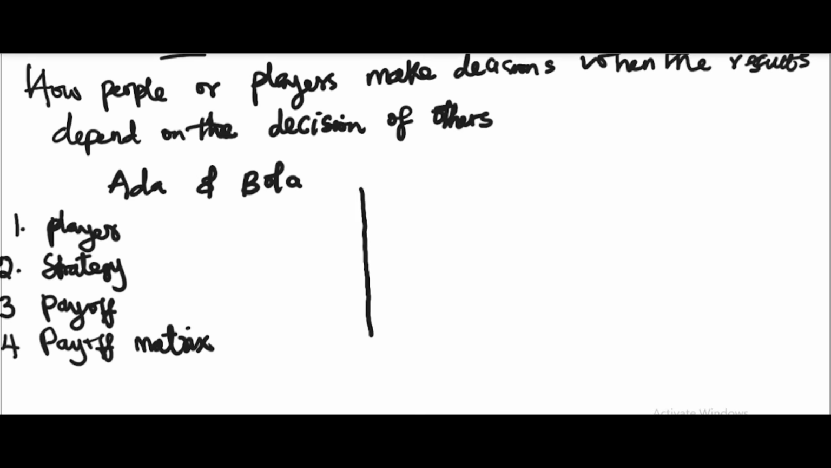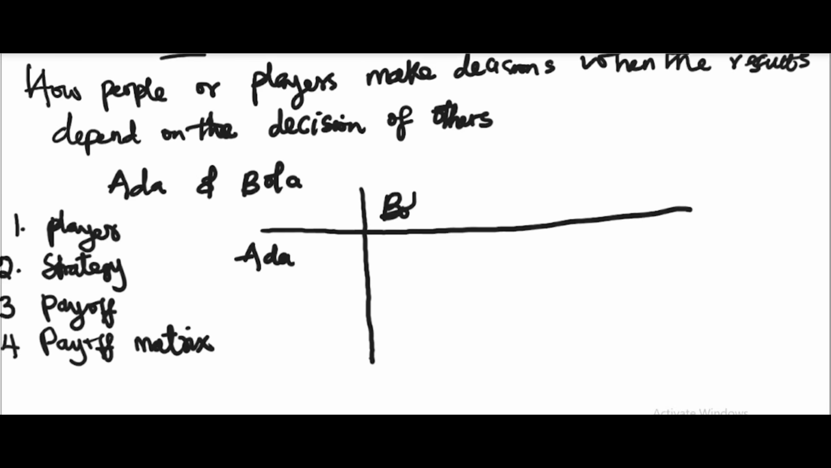We have two players here, Ada and Bola. What are the strategies? We have the high price. So let's say we have Ada high price, and the same Ada, low price, if she decides to sell at a lower price. Then we have Bola selling at high price and Bola selling at low price.